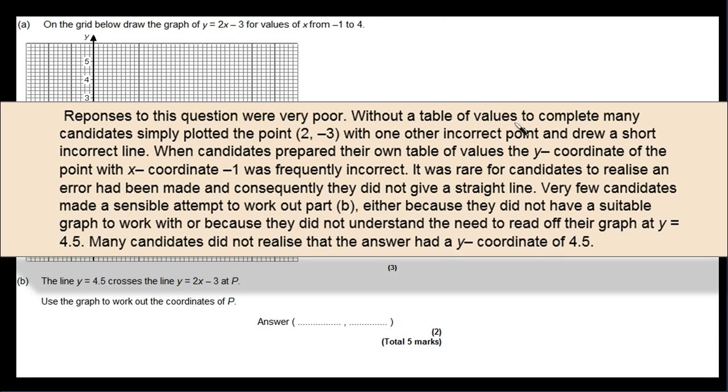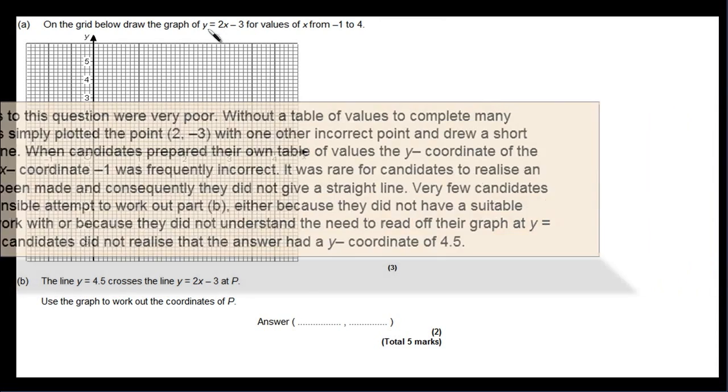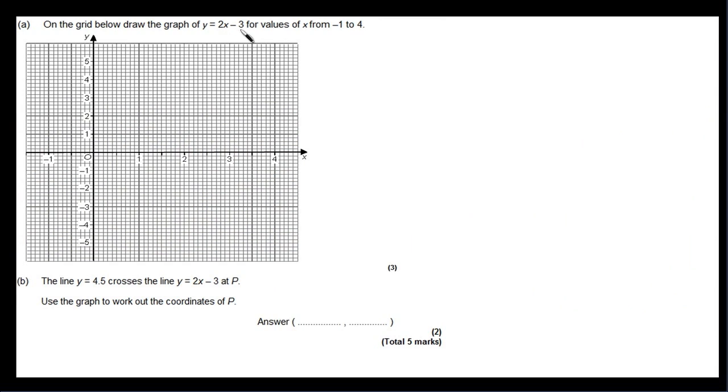Without a table of values, which we'll come to in a moment, that's something that used to be provided, but in this year they just didn't give you this table to fill in. And without that to complete, many candidates simply plotted the point 2, minus 3 with one other incorrect point, and they drew an incorrect line. The misconception here is quite interesting. They took this y equals 2x minus 3, and they thought, well, 2 must be the x value and minus 3 must be the y value. So they simply plotted that and it all went pear-shaped from then on.